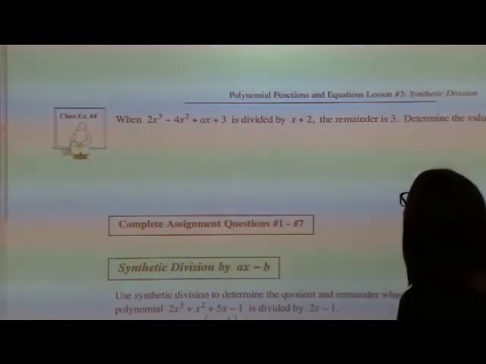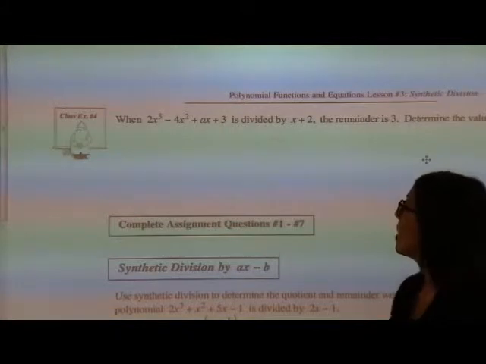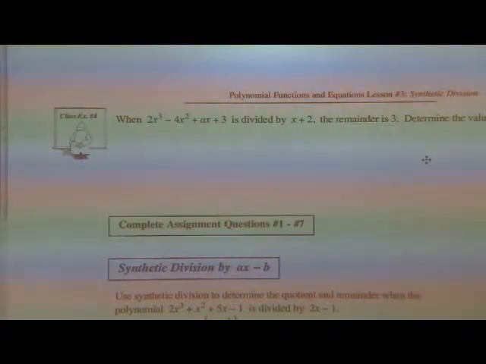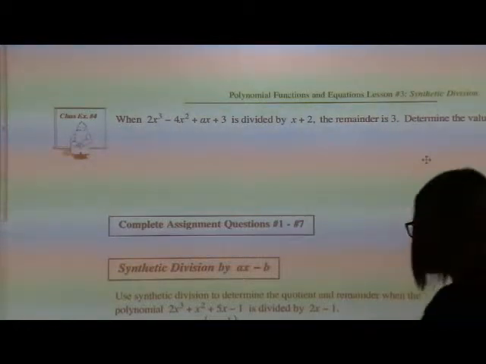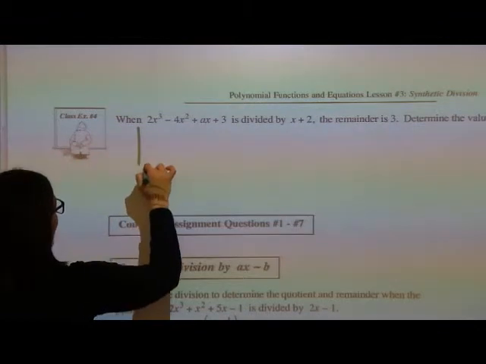Next type of example. When 2x cubed minus 4x squared plus ax plus 3 is divided by x plus 2, the remainder is 3. Find the value of a. So we can do this using synthetic division. We set up our rectangle.